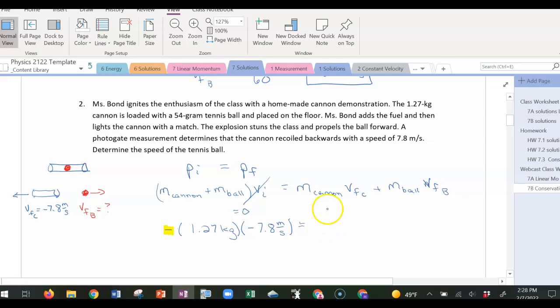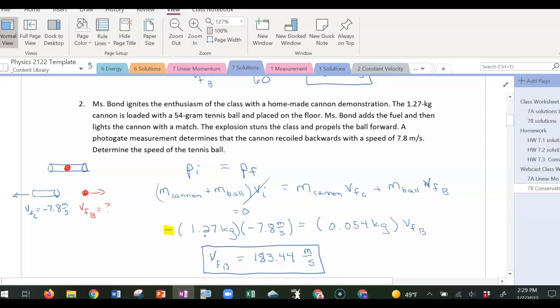That should equal the mass of the tennis ball. It's 54 grams, which is 0.054 kilograms, times the final velocity of the ball. So I can just solve then for the final velocity of the ball. Let me just calculate this. So 1.27 times 7.8 divided by 0.054, it's going to be 183.44 meters per second. And it's moving to the right at that speed.